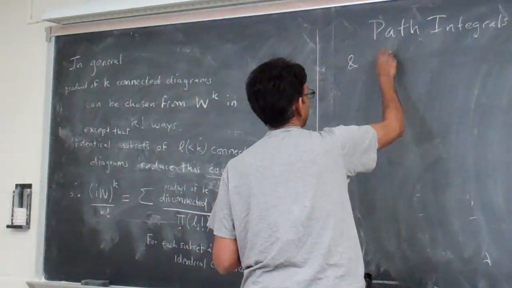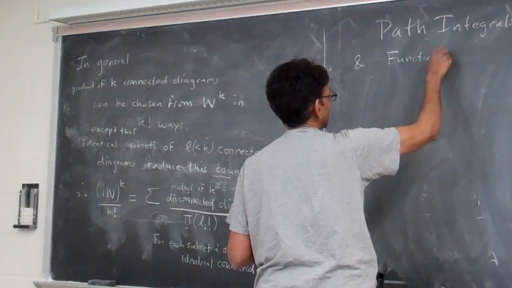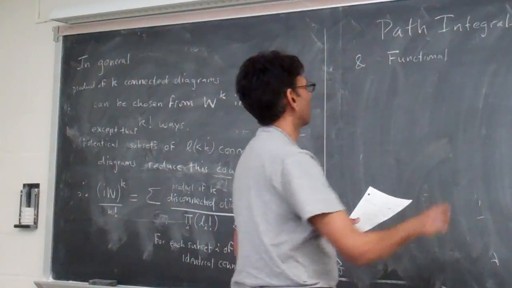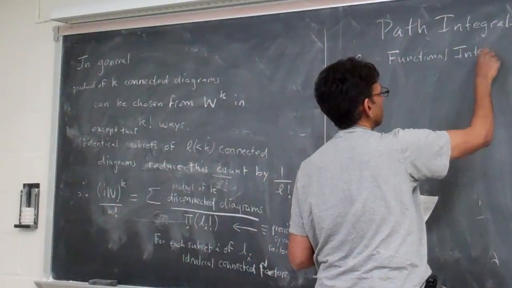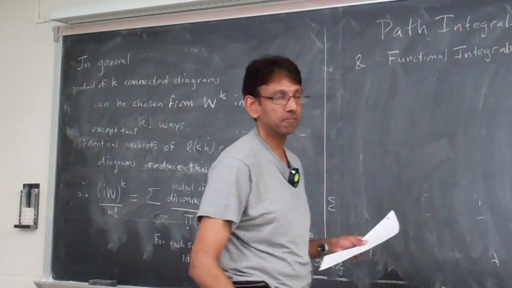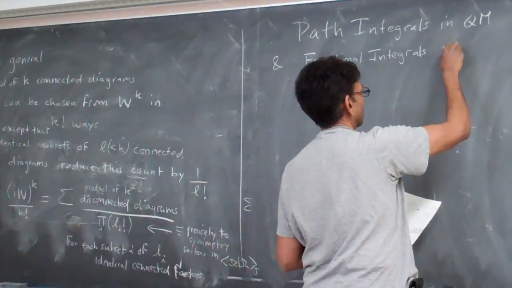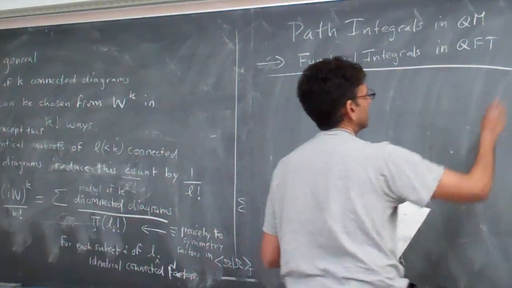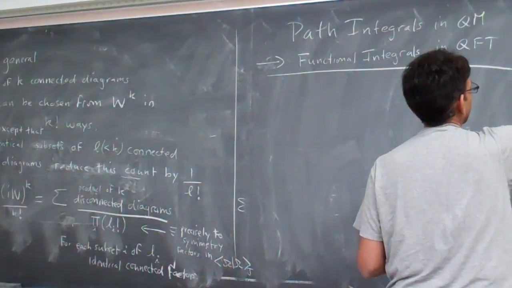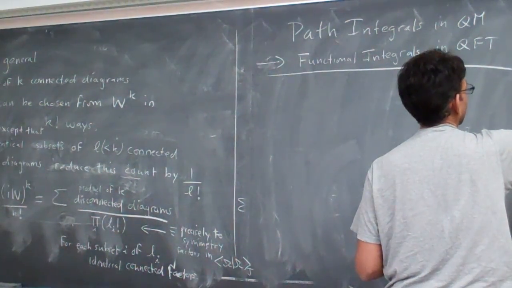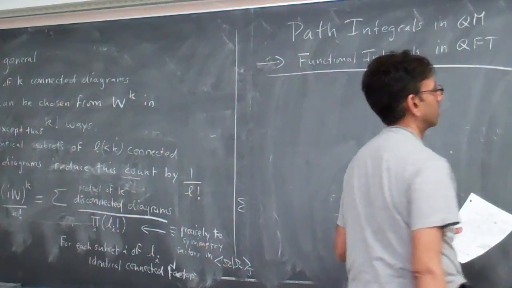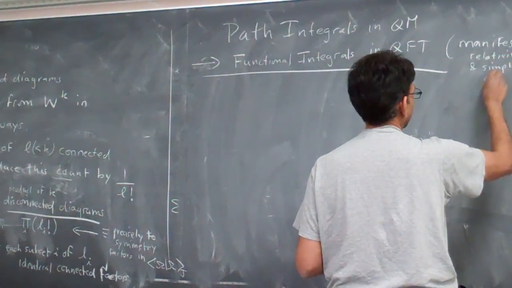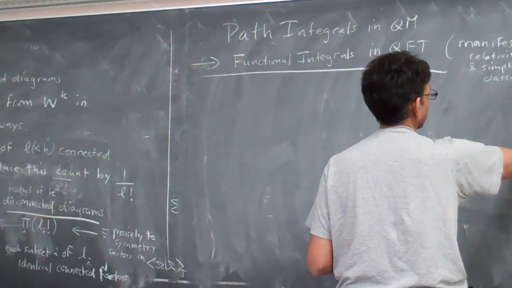And sometimes they're called path integrals because they, as you see, are summing over paths in quantum mechanics, but they are often called functional integrals because they're summing over fields, which happen to be functions of space-time. They're called functional integrals in quantum field theory. In fact, I'm going from one to the other. Okay? And in this thing, one of the great virtues is manifest relativity. And a simple classical limit.